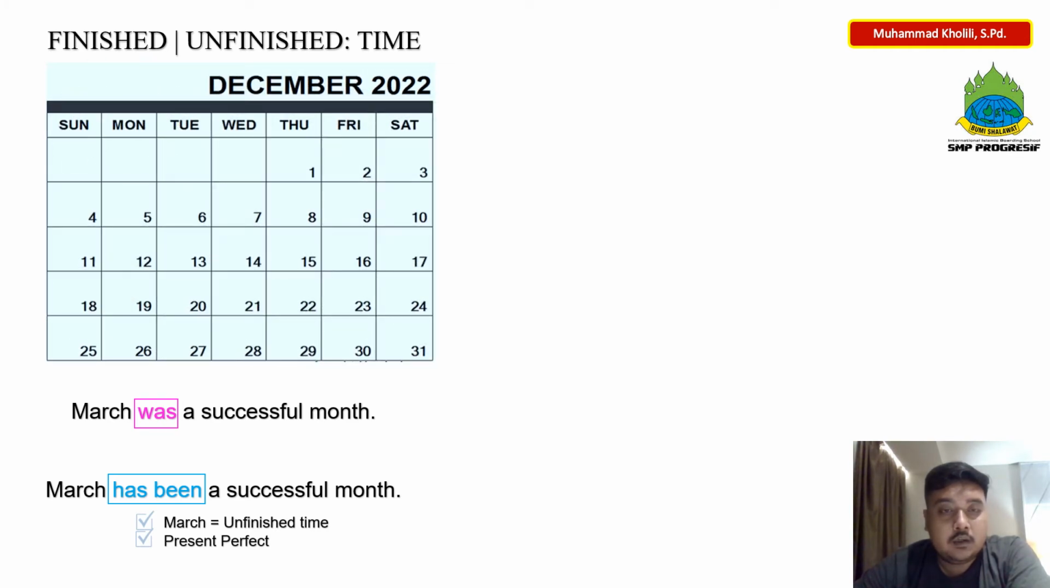And now, if we are in December 2022, we can say March was a successful month. March is finished, and we use past simple.